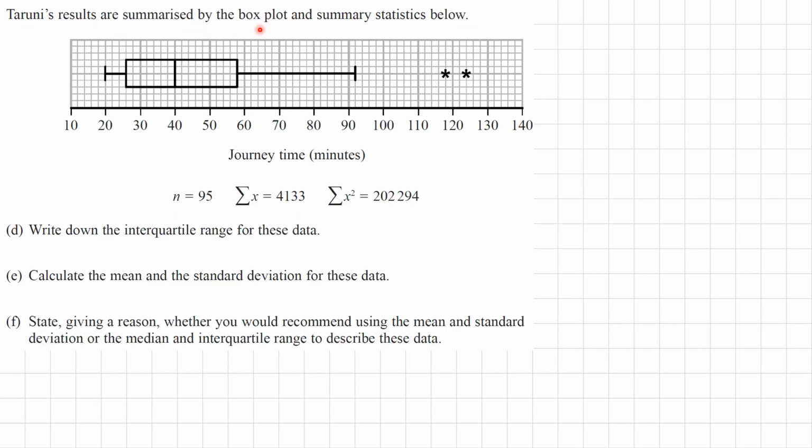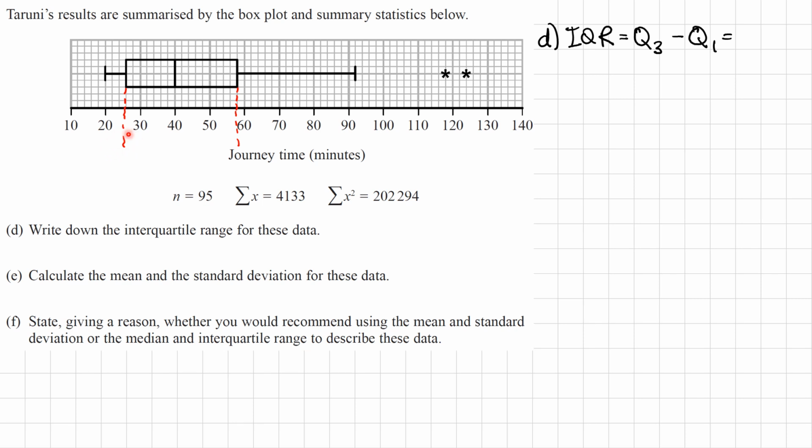Taruni's results are summarized by the box plot and summary statistics below. So here's our box plot and our summary statistics. N is 95, sum of x is 4,133, sum of x squared is 202,294. Part D, write down the interquartile range for these data. The interquartile range is the upper quartile, which we call Q3, minus the lower quartile, which we call Q1. Now let's have a look. We can just look at the box plot. Lower quartile Q1 is there, Q3 is here.